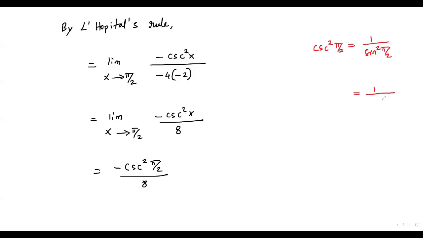It's just 1. Since we have sine square, we have to take 1 square. So 1 over 1 square. 1 square is 1. 1 over 1 is finally 1. So finally, the value of this cosecant square pi over 2 is just 1. But there is a negative sign in front of it. So we have to take negative 1 over 8. So the evaluation of the given limit is negative 1 over 8.